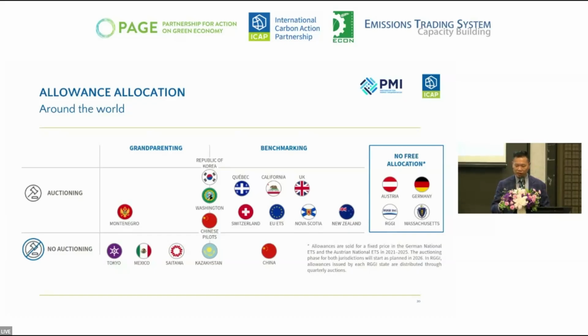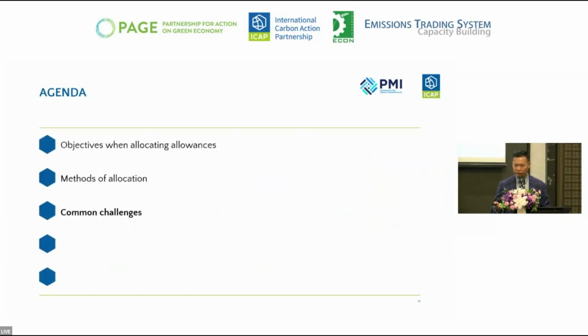And the other carbon markets have mixed methods. Some of them have no auctioning, 100% free allocation with grandfathering or benchmark. And some carbon markets have a mix of auctioning and free allocation. You can also go to the ICAP website, where we have more information.